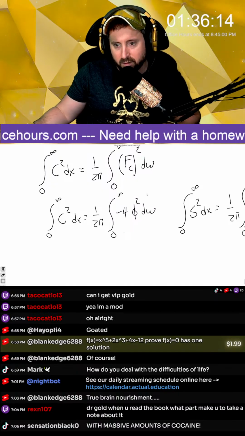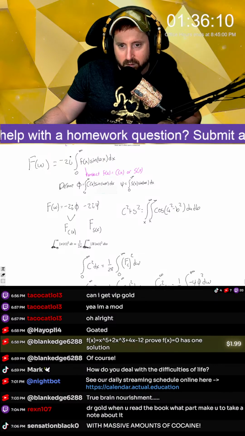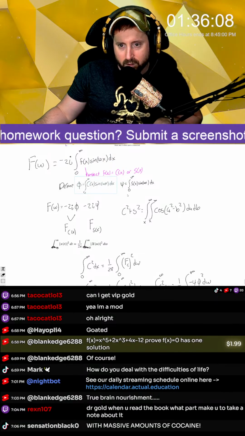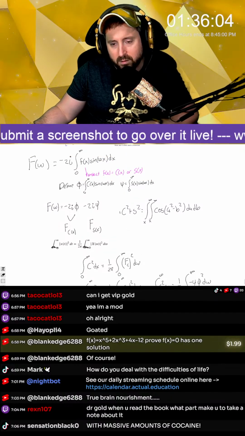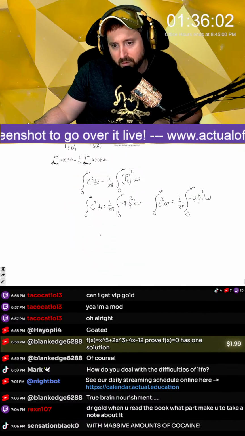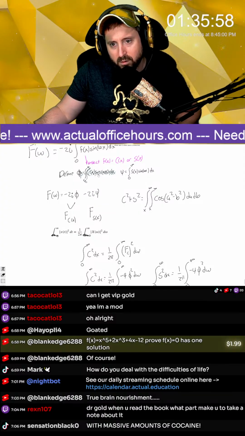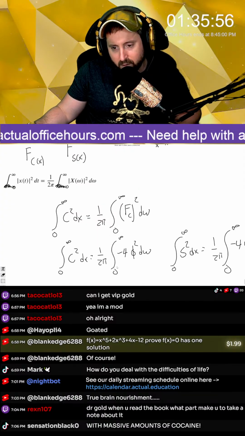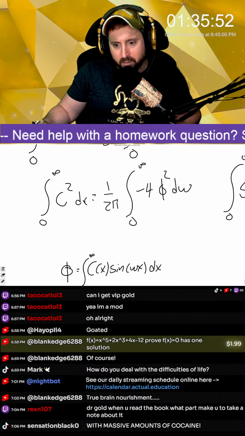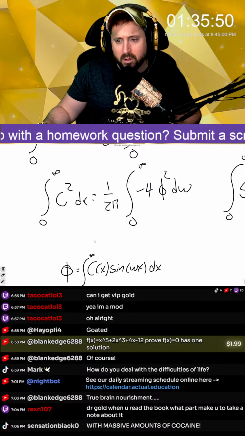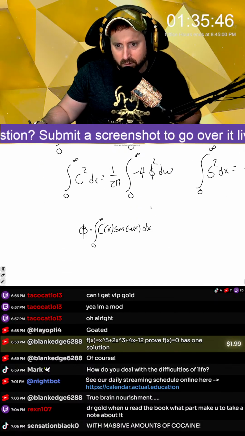C of x sine omega x dx is equal to pi of omega. Okay, so here. From this, right? Oh, I see. Because phi squared. Wait, this becomes a double integral then, no?